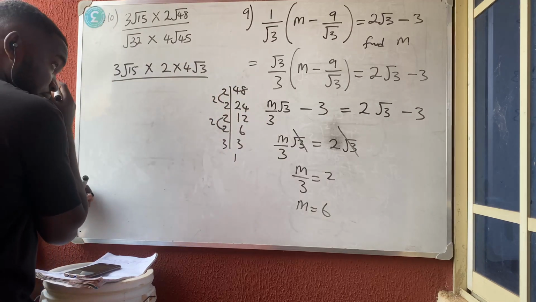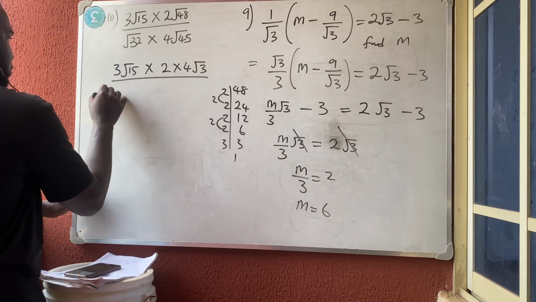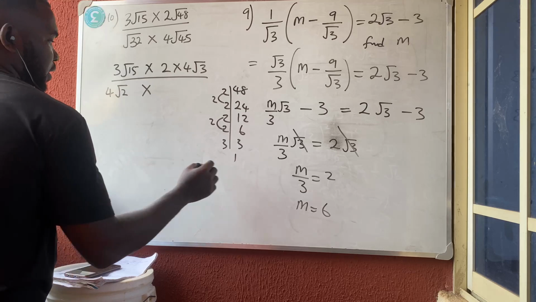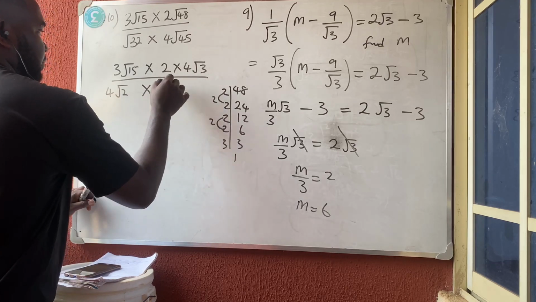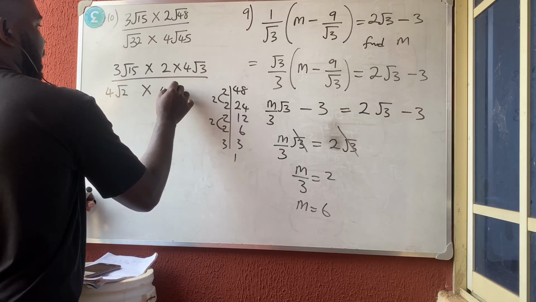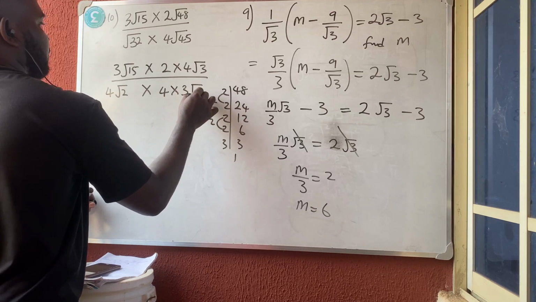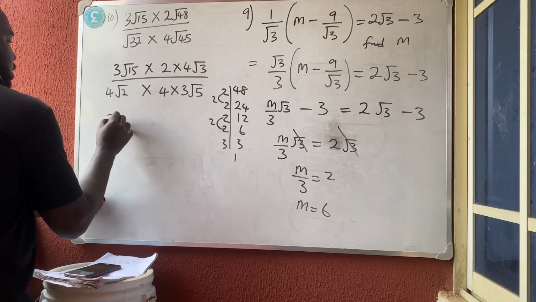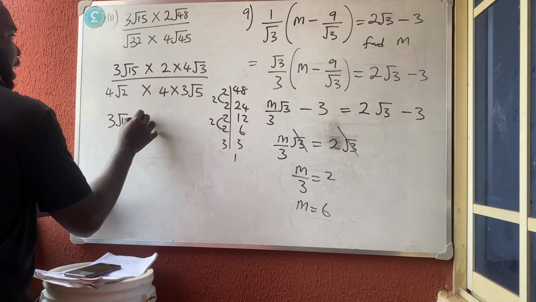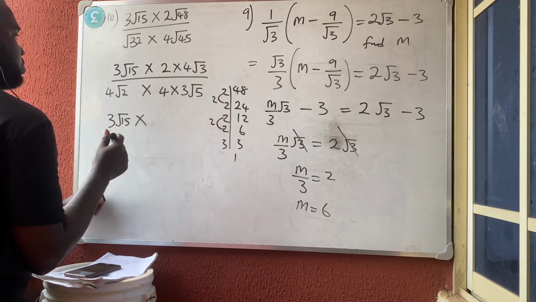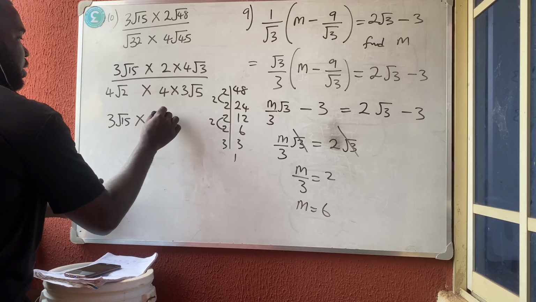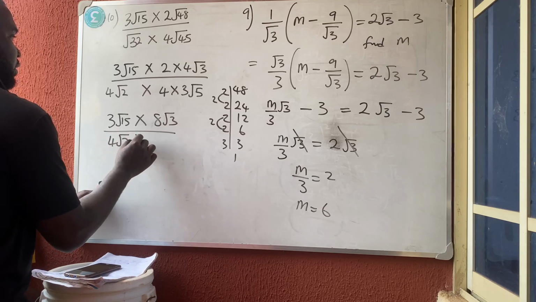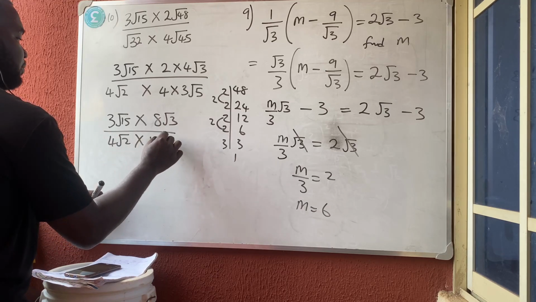This one will give me, I think, 4 root 2. You can check it yourself. Times... this 4 is already here. Times 3 root 5. Yes. 9 times 5, 45. So, let's go. I'm having 3 root 15 times this, which will give you, what do I have? 8 root 3 all over 4 root 2 times 12 root 5.